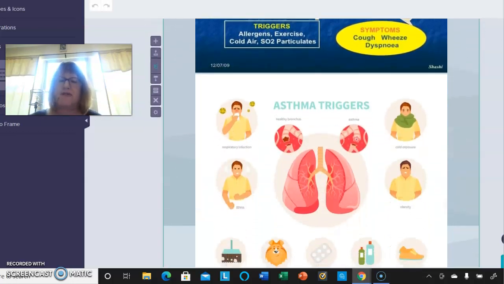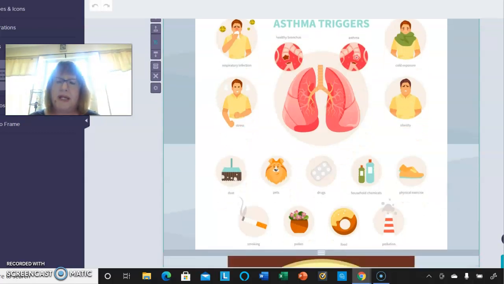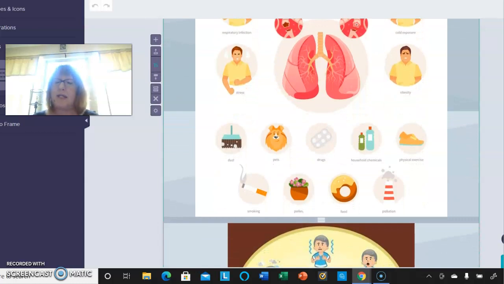So here are some triggers for asthma. The trigger can be a respiratory infection, stress, exposure to cold, obesity, pets, dust, or drugs. The list can probably go on and on.